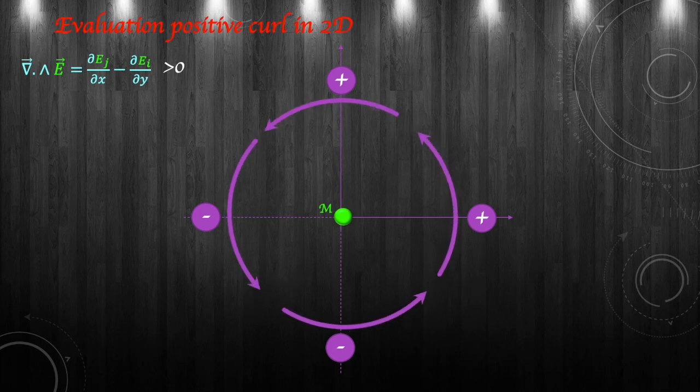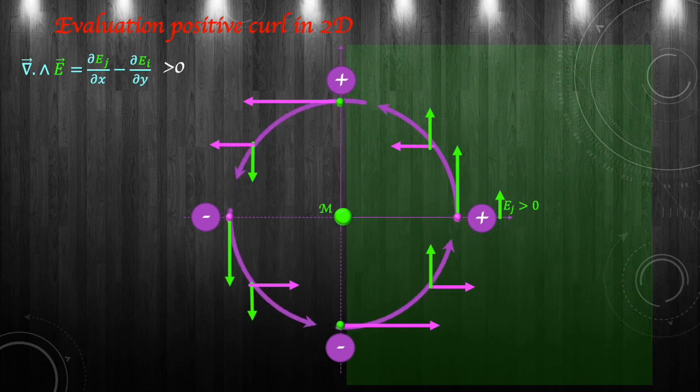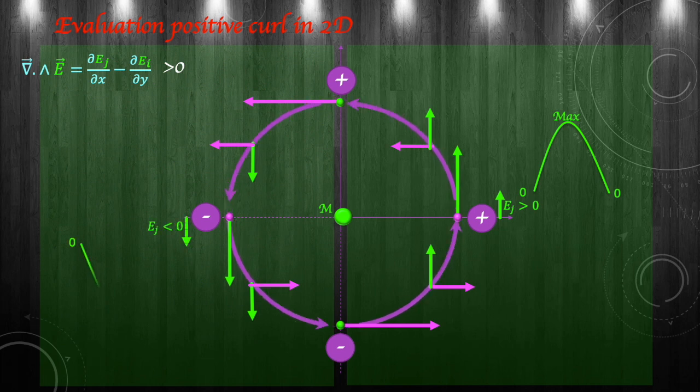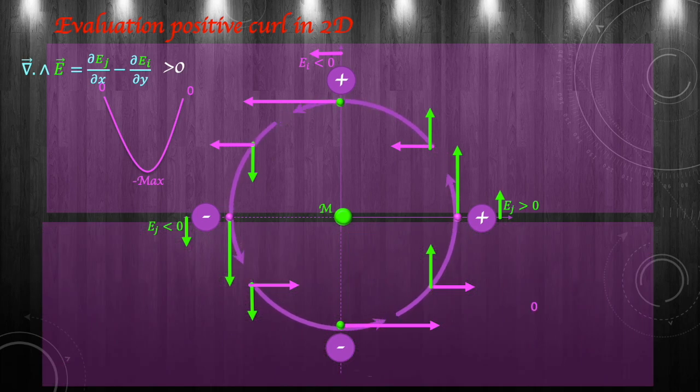Let's take the case of a field that rotates counterclockwise, projecting the forces onto the x and y axes. On the y-axis, the projected forces behave as follows. To the right of point M, the force is positive and increases from 0 to a maximum before returning to 0. To the left, the force is negative, decreasing from 0 to a maximum negative value, and then returning to 0. Similarly, for forces projected onto the x-axis, above point M, the force is negative. Below, it is positive.